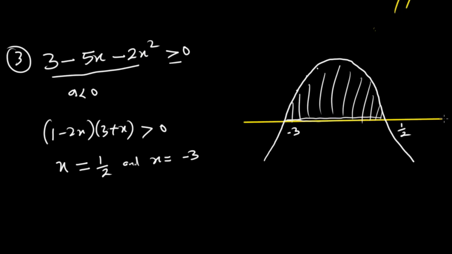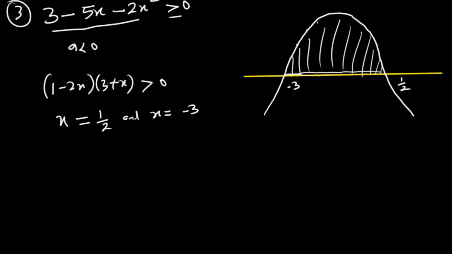And for it to be in this range, we can simply write out our solution to be -3 less than x less than 1 over 2. So if you look at the analysis that we made during the illustration, you see that it tallies with this.